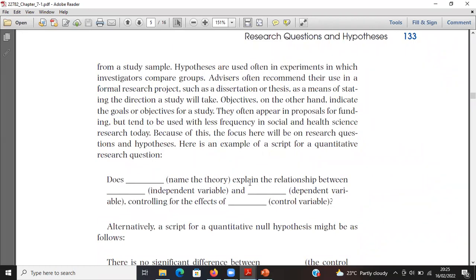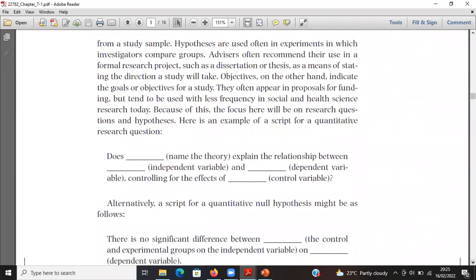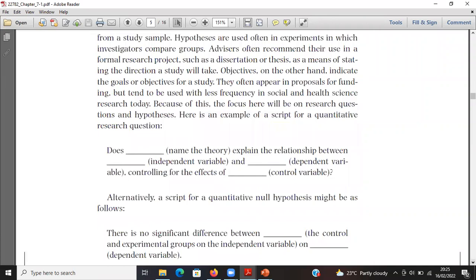Does this name explain the relationship between this and this, controlling for the effects of this? That is typically quantitative. Does this, it is seeking to give a yes or no. Do you see the difference between qualitative and quantitative? The others seek a narration.